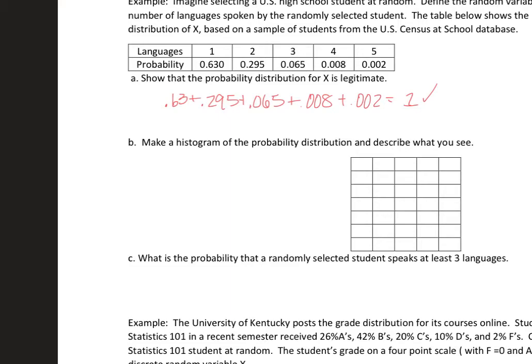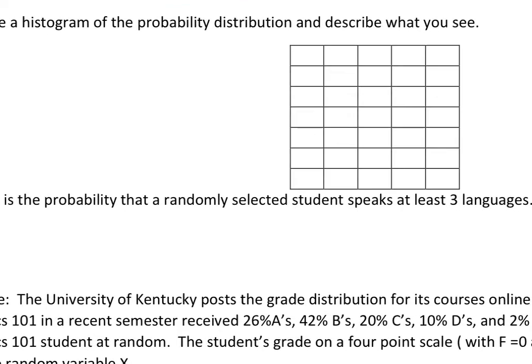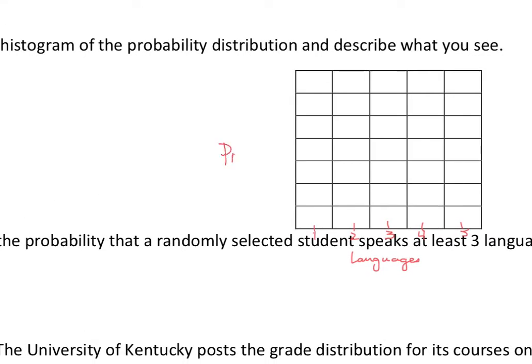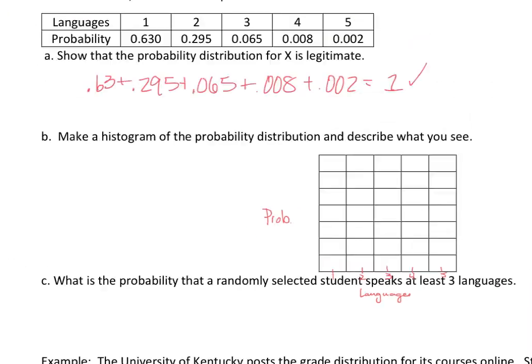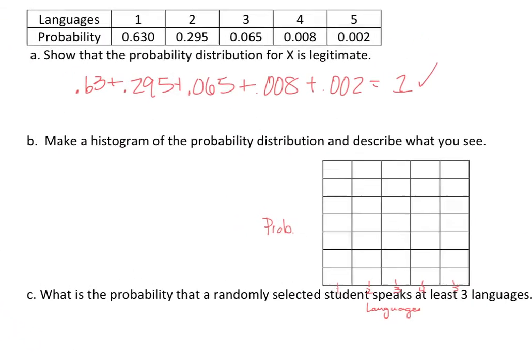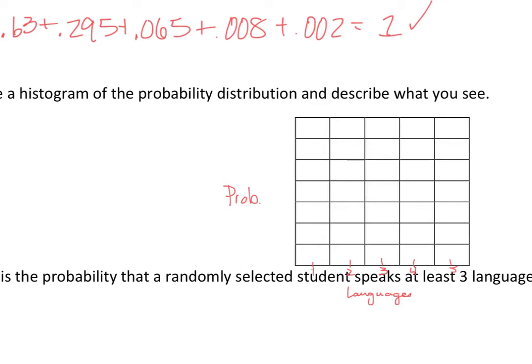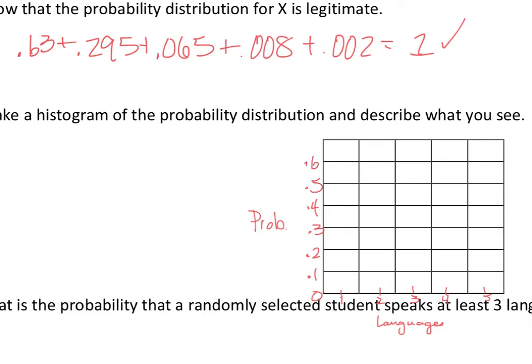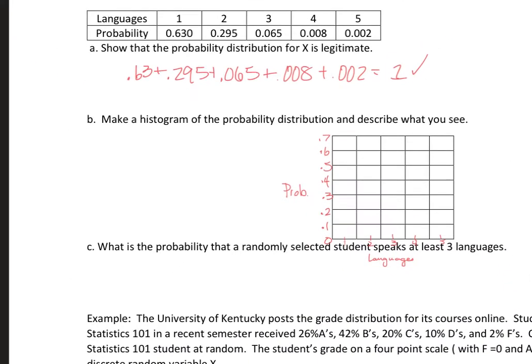All right, let's go ahead and create a distribution. We didn't leave much space down here, so I apologize, but let's go ahead and put on the bottom our number of languages: 1, 2, 3, 4, 5, and we'll say this is languages. And then up here we've got probability. I'll just abbreviate probability. It looks like the highest probability we need to get to, according to our table, is 0.63. So we should be able to count by tens or 0.1s. All right, so yeah, that'll get us to 0.7 at the top. And now we can graph these.